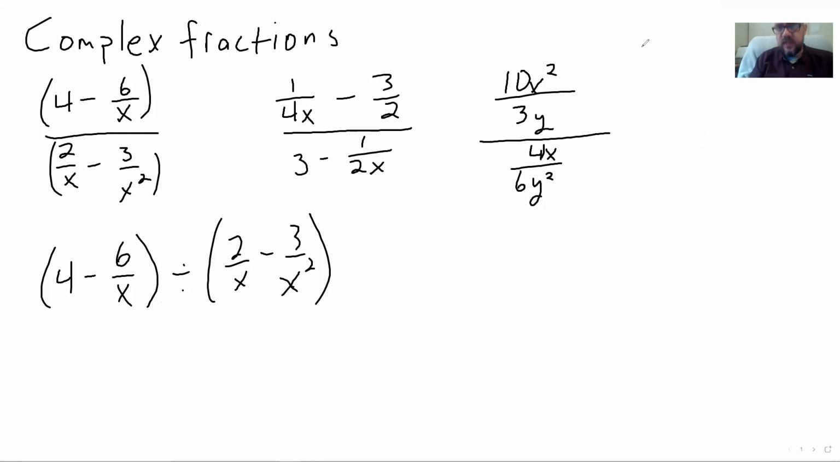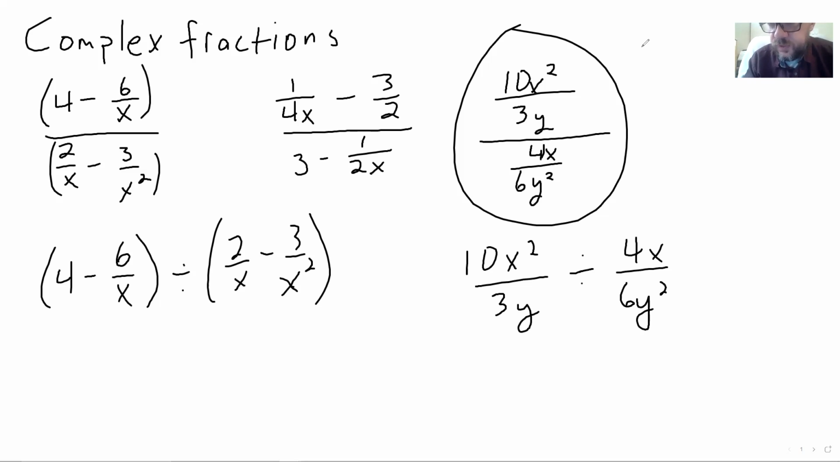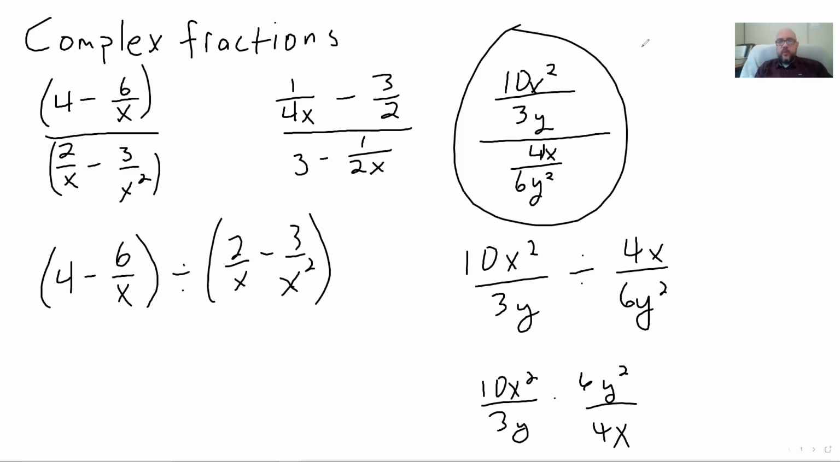Something like this, for instance, is barely even a complex fraction. I mean, it is. It's a fraction over a fraction, right? But it's literally just 10x squared over 3y divided by 4x over 6y squared, right? Which is exactly the same thing as 10x squared over 3y times 6y squared over 4x. Right, so hey, we simplified a complex fraction. It's really not that hard.